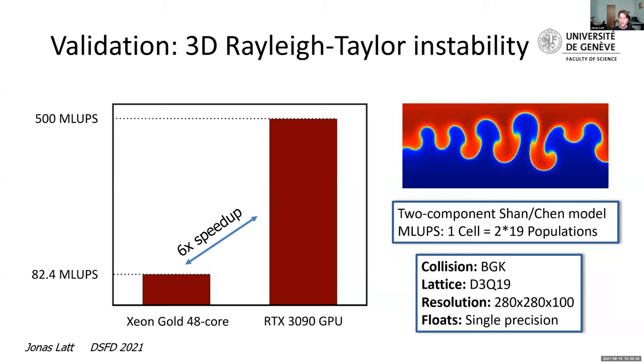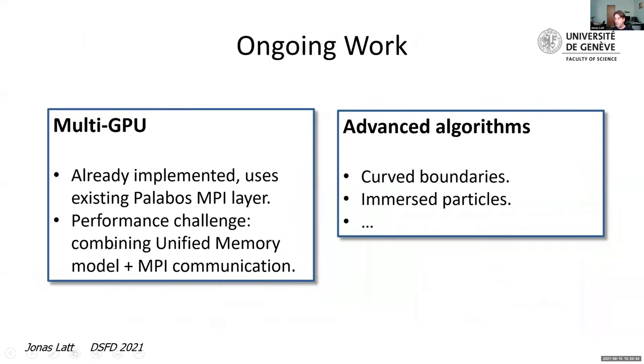And maybe if we really wanted to, the multi-phase code is just copy-pasted from the old Palabos. Maybe one day we can try to optimize that one for GPU. But just out of the box, you have this six-fold speed up. Okay, so this work is very much in its beginning. We are currently working on multi-GPU, which works but has performance issues. And next week, we join a GPU hackathon to resolve those issues.